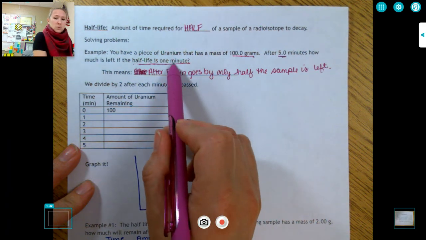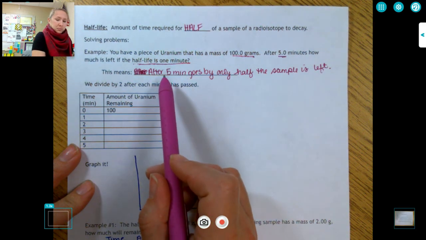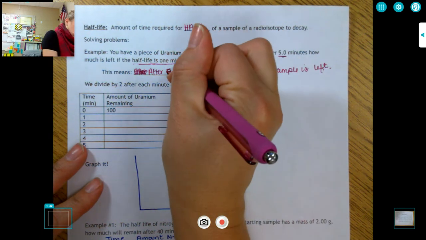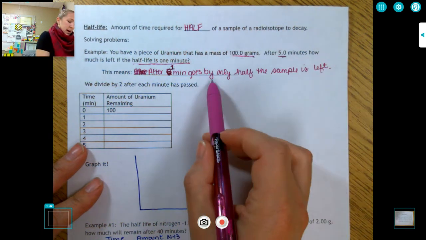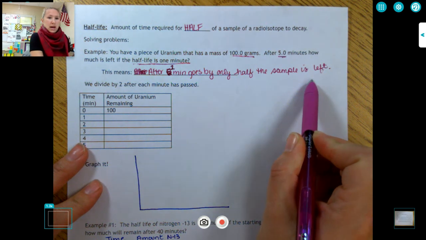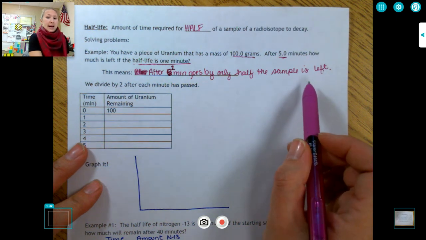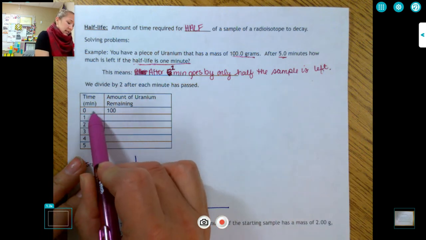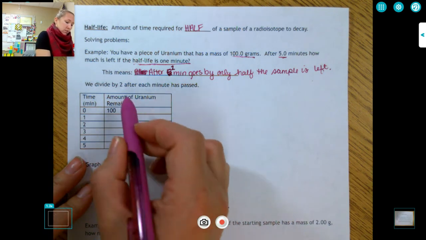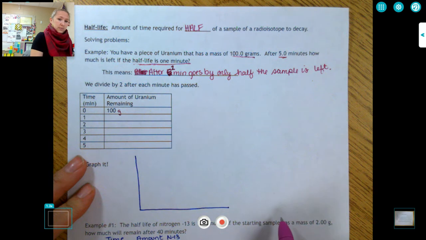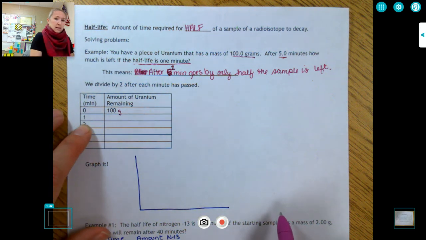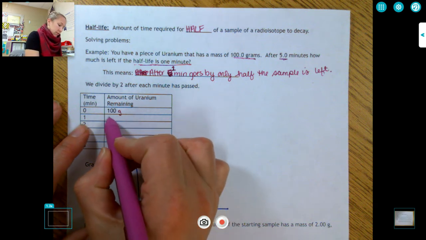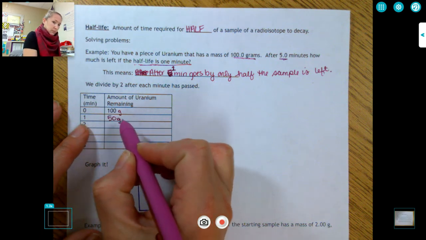So if the half-life is 1 minute, that means, this should say 1, that means after 1 minute goes by, only half the sample is left. So every time a minute ticks by, half the sample has gone away. So if we start at time 0, my amount of uranium is 100 grams. 1 minute goes by, my sample gets cut in half. So half my sample goes away, so now I have 50 grams.